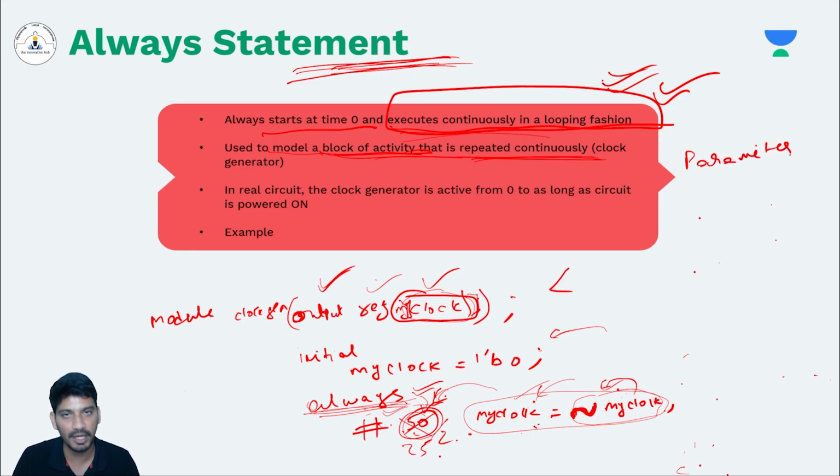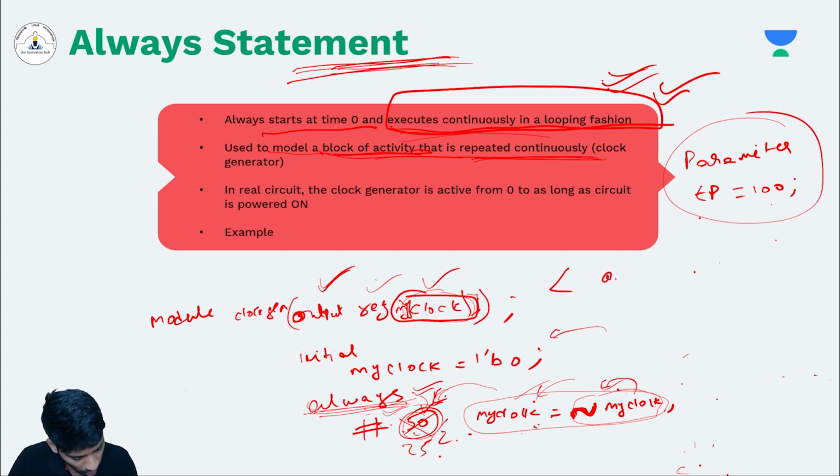A parameter is a data type which is used to define the variables. So I am taking a parameter called TP. TP is my time period. Let's say my time period is equal to 100 nanoseconds. I am defining a parameter and initializing it to 100. Now inside the always block, I can write after TP. I am not writing 100 here, I am writing directly TP. After TP, my clock is equal to negation of my clock.